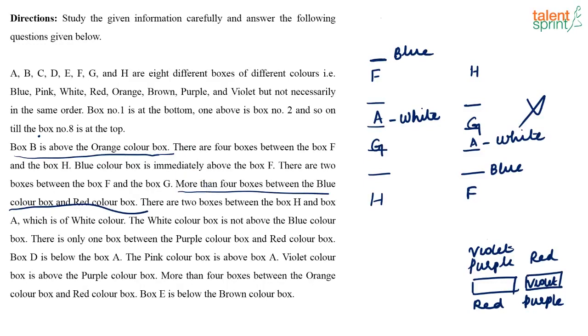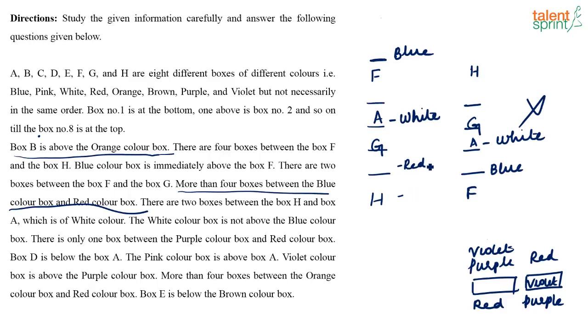Next, let us look at the statements that we have not used. Here it is given that more than 4 boxes are there between the blue colored and red colored box. More than 4 boxes between blue and red means, where can I place red? If this is blue, 1, 2, 3, 4. More than 4 boxes should be there between blue and red. So either this can be red or this can be red. Now if this is red, what is going to happen?